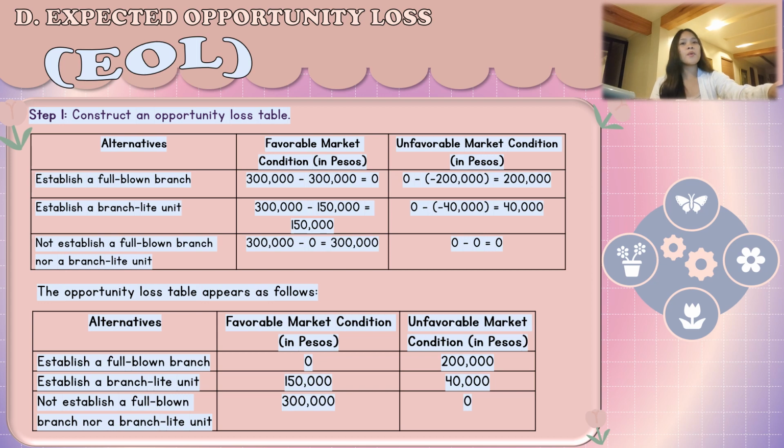The opportunity loss table appears as follows. Establish a full-blown branch has 0 favorable market conditions and 200,000 unfavorable market conditions. Second, establish a branch-like unit has 150,000 favorable market conditions and 40,000 unfavorable market conditions. Lastly, not establish a full-blown branch nor a branch-like unit has 300,000 favorable market conditions and 0 unfavorable market conditions.